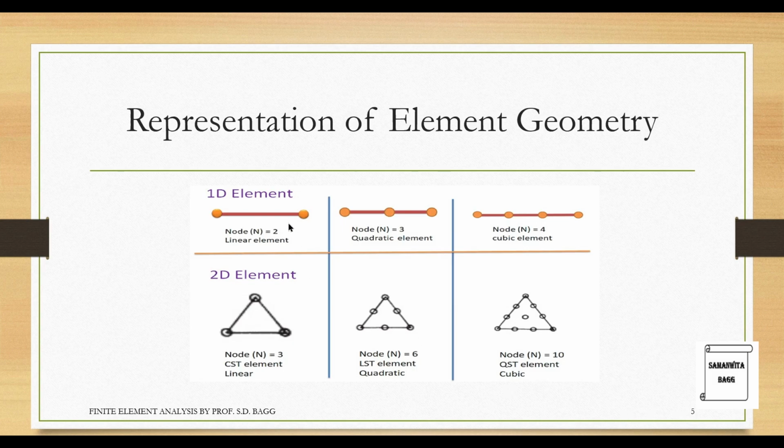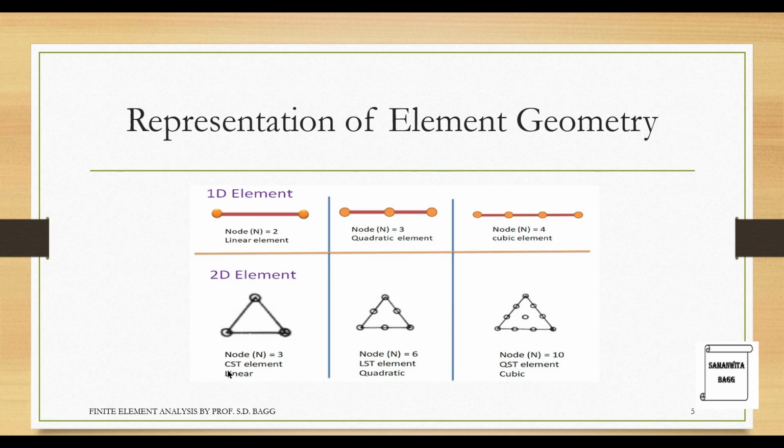You can see here, this is the first one. When I say linear for 1D element, it means two nodes, and this center part is the element. When we say quadratic, there are three nodes and two elements. When we say it is cubic, it means there are three elements and four nodes. When we talk about 2D element, there are three nodes and there are three elements in between.